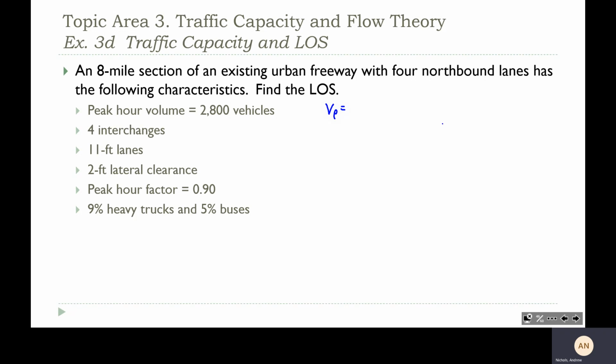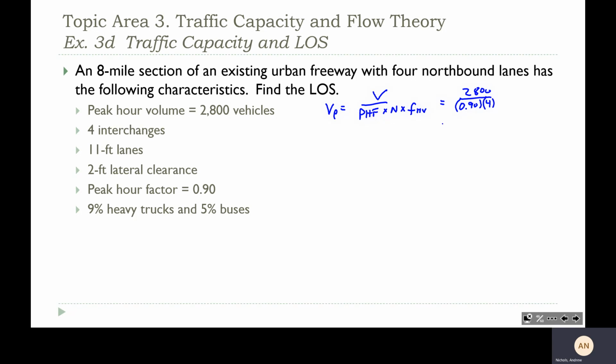we have VP is V over peak hour factor times N times FHV. V we see is our volume under the prevailing conditions, which was given as the peak hour volume of 2,800. We're given a peak hour factor of 0.90. N is the number of lanes, so this is 4 northbound lanes.